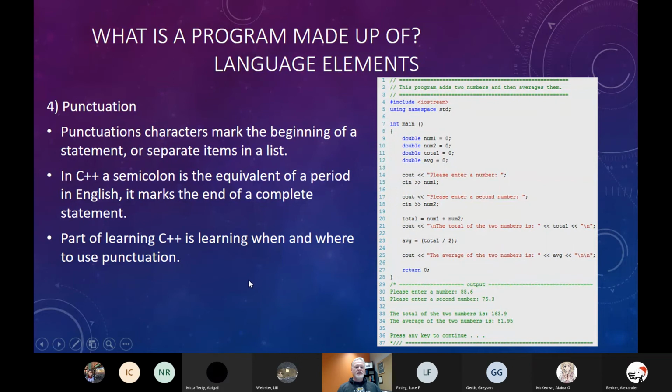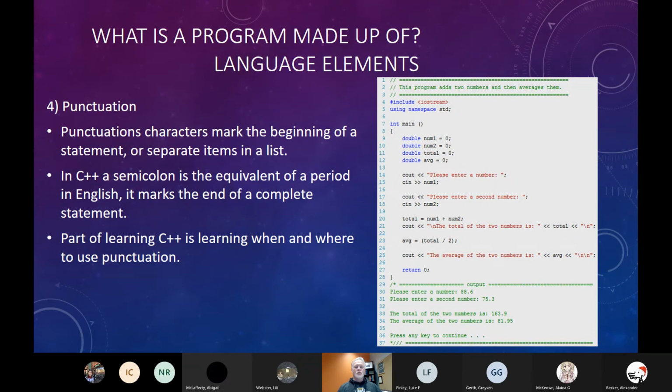Punctuation. This will be everybody's biggest struggle in this class. Punctuation: characters that mark the beginning of a statement or separate items in a list. In C++, a semicolon is the equivalent of a period in English. It marks the end of a complete statement. So one of the lines in computer science is chasing the semicolon.